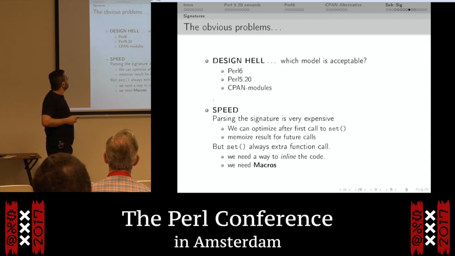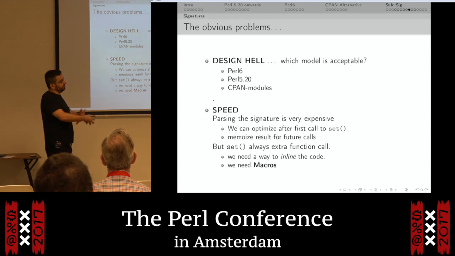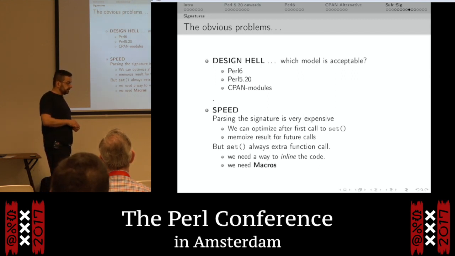The obvious problems are, for me at least, design hell. I've shown you that there are different models with Perl 6, 5.20 and CPAN modules, and which model to take. So I tend to break this Perl 6 thing that named variables are optional, because it's far easier if you assign a default value and it becomes optional then. So I go Lukas' way.